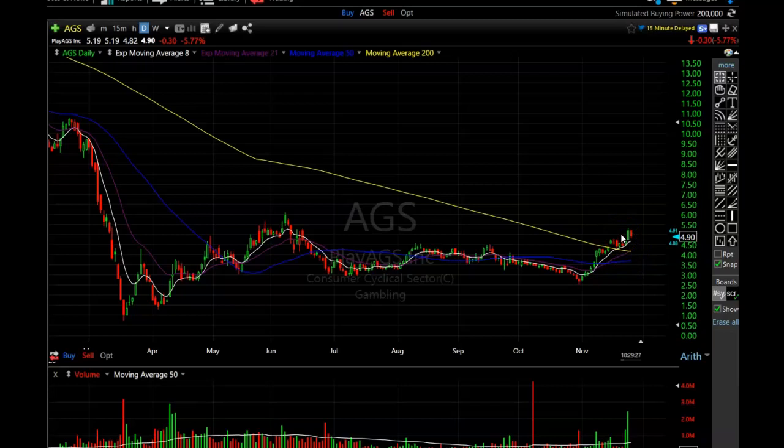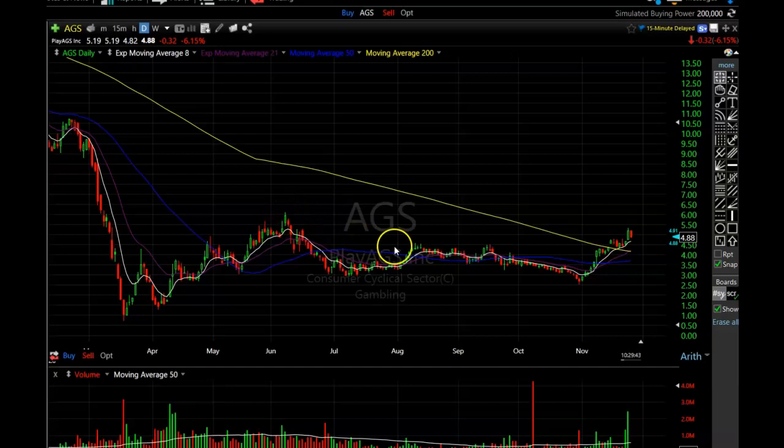Like I went over before, the fundamentals are certainly improving. The future looks very bright for this lower price stock, which if you trade a lot of stocks under $10, they are few and far between to have very decent looking financials and improving bottom lines like AGS has.